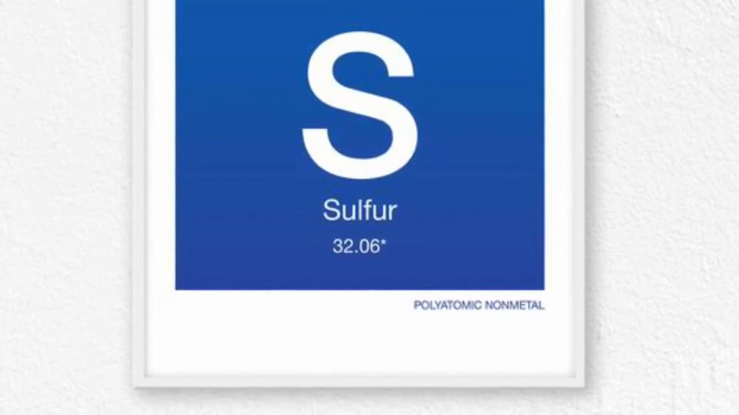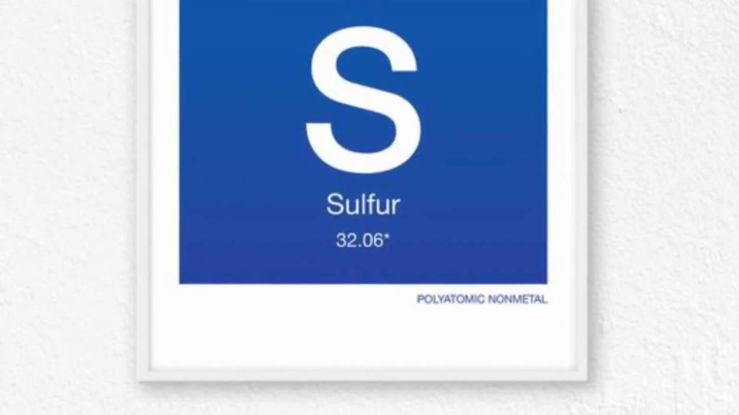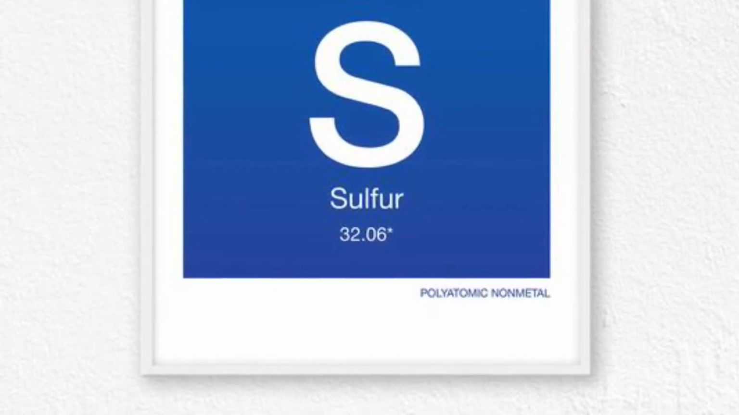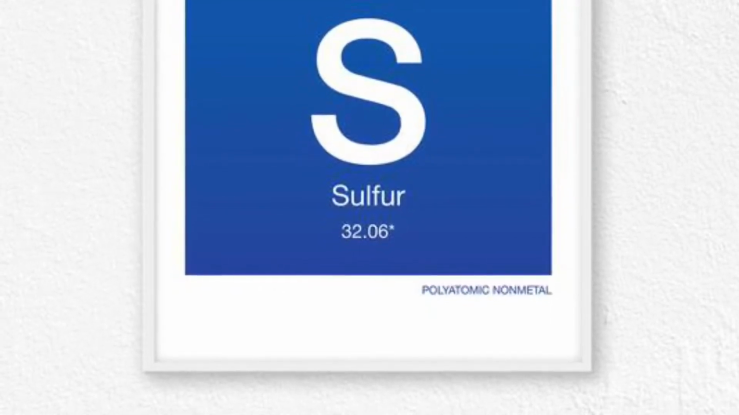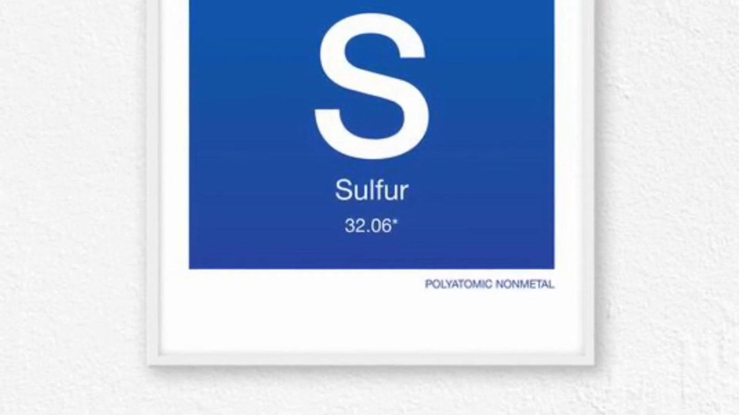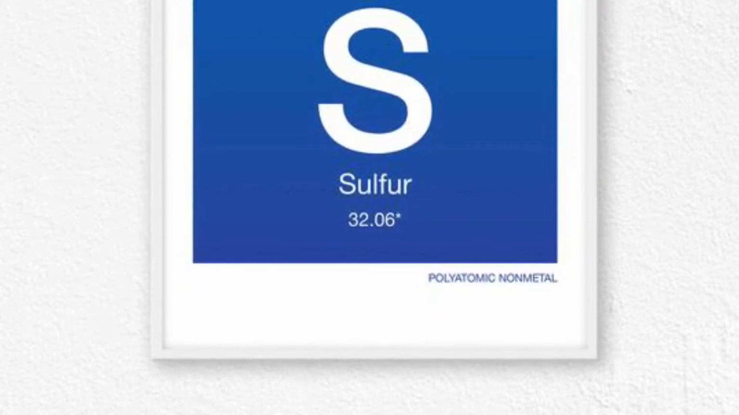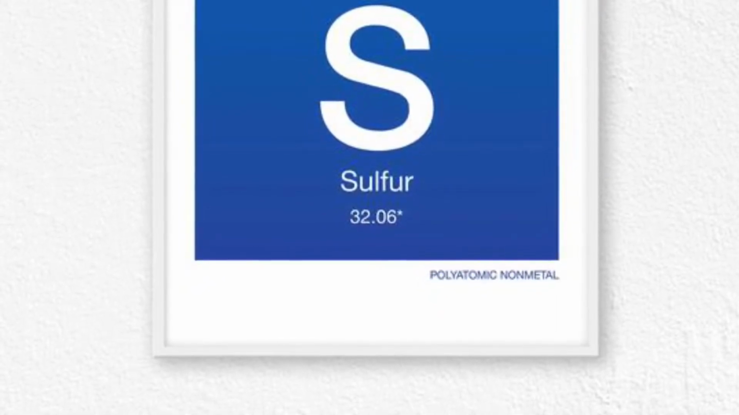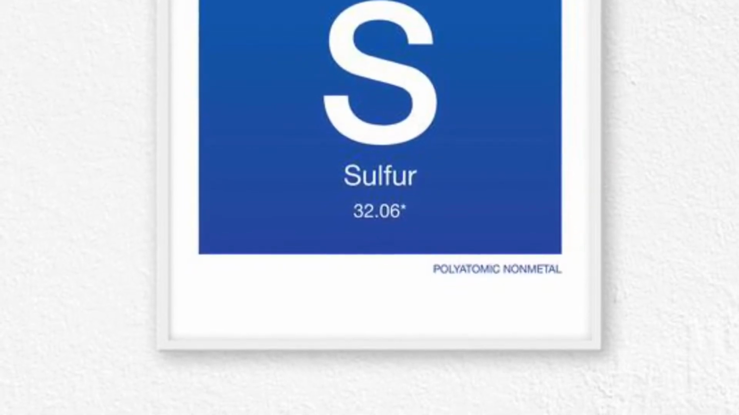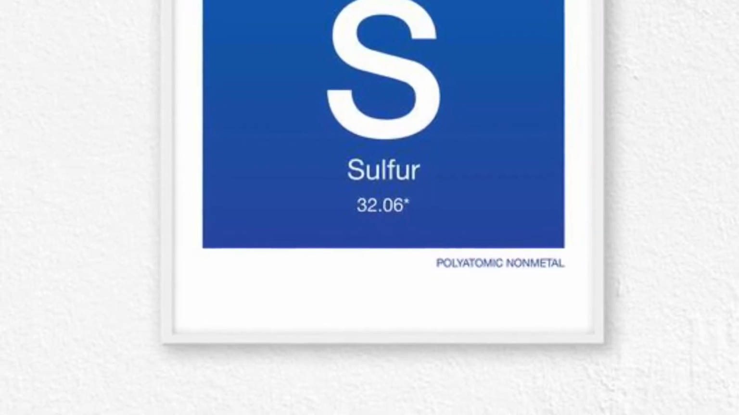Its electronegativity is 2.58. It was discovered in ancient times, like ancient Greece had it, ancient China had it, ancient India had it, and also the Bible had it. The Bible called it brimstone. But in 1777, in France, chemist Antoine Lavoisier said that this is not a compound and it's actually an element, and that's when it was first discovered as an element.